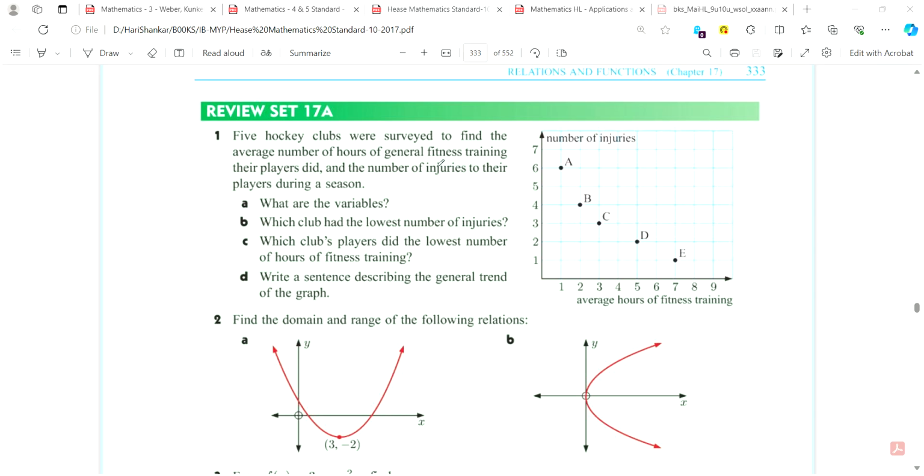What is the independent variable? The independent variable is technically always on my x-axis. So I can see what name they have written on the x-axis: average hours of fitness training. That would be my independent variable. And what is my dependent variable? Yes, the number of injuries.